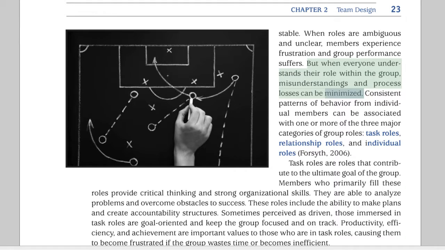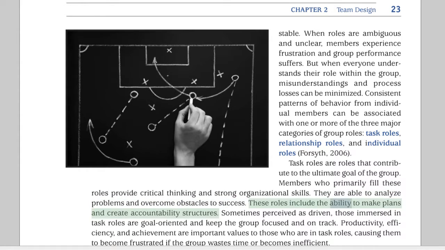Consistent patterns of behavior from individual members can be associated with one or more of the three major categories of group roles: task roles, relationship roles, and individual roles. Forsyth, 2006. Task roles are roles that contribute to the ultimate goal of the group. Members who primarily fill these roles provide critical thinking and strong organizational skills. They are able to analyze problems and overcome obstacles to success.